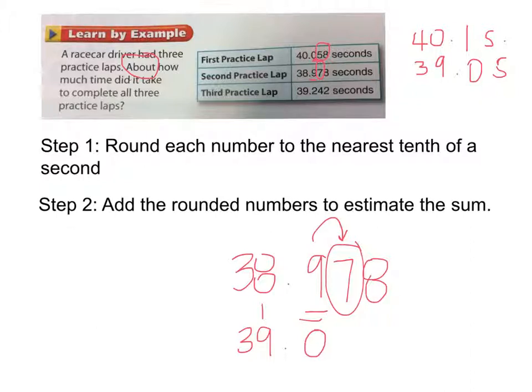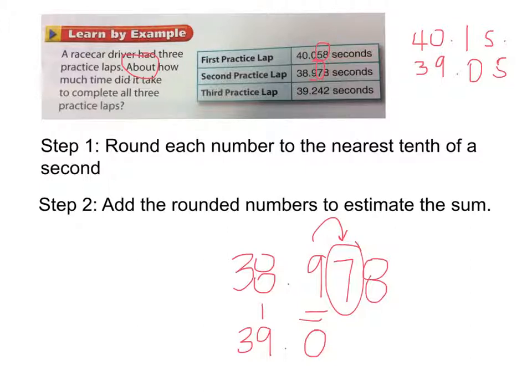Okay. How long did it take for the third lap? Daniel. 39 and 2 tenths of a second. Tell me the original number. 39.2... 242 thousandths. Not point. Remember, for the decimal, we say and, right? So 39 and 242 thousandths of a second. What place value do we want to round it to, Sawyer?